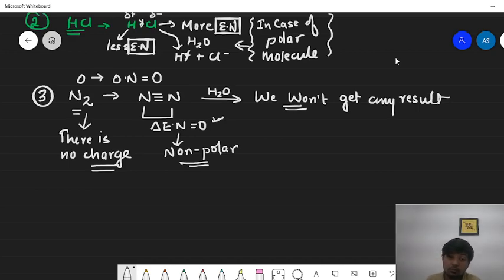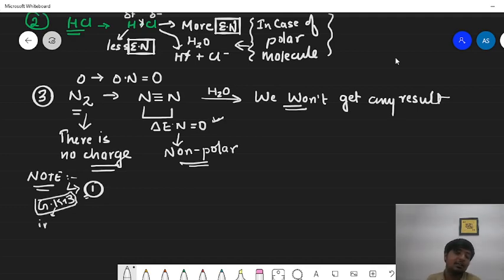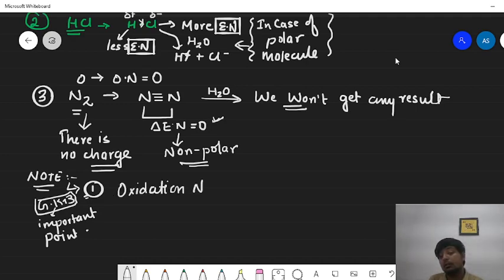But I want to give you a note point over here. Now the question is, what is the note point, sir? The note point number 1, and it is the last, is a type of Gyan ki baat, or we can say an important point. The important point is that most of the students don't know that this oxidation number concept is only theoretical.